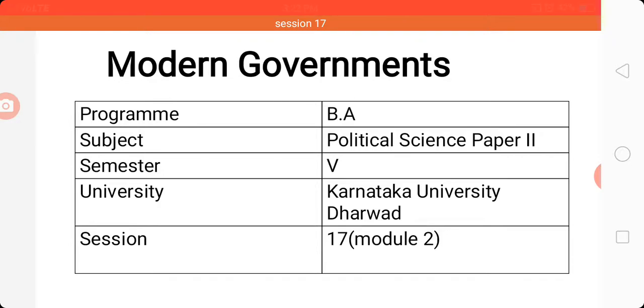Today I am going to talk about modern governments, program BA, subject Political Science, Paper 2, Semester 5, Karnataka University, Dharwad, 17th session, Module 2.